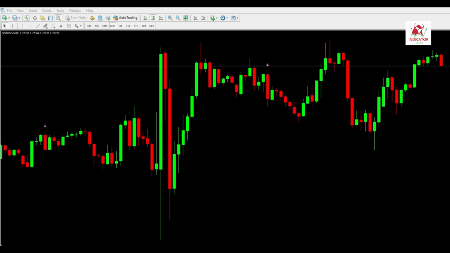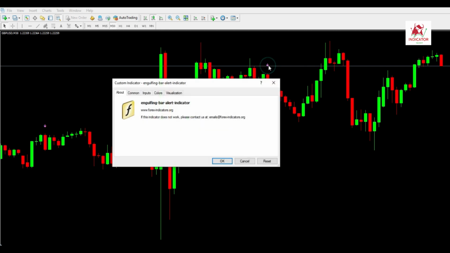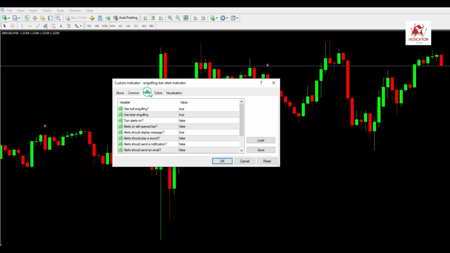The engulfing bar indicator identifies any bar that engulfs the bar just prior to it. That means the high and low of the engulfing bar itself will always, as a rule, extend beyond the highs and lows of the bar prior to it. This indicator will alert on the chart the two types of engulfing candles, a bullish engulfing candle and a bearish engulfing candle. How to trade the indicator.